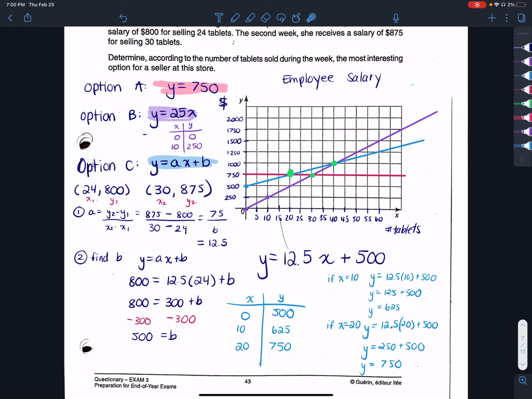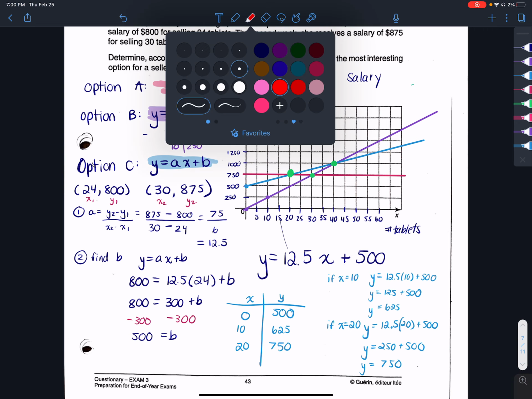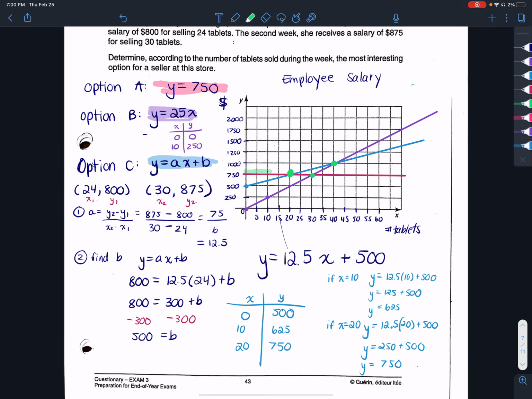Well, you'd be most interested in the option that makes you the most money. So what you should do here is now just highlight the upper edge of everything. So all of this is the top stuff. This is where we're making the most money. For all of these options, for if we sell 5 tablets, the most money is this line. For 30 tablets, the most money is this line. For 50 tablets, the most money is this line. So I just took my highlighter and I kind of dragged it right across all the upper edges of all those lines.